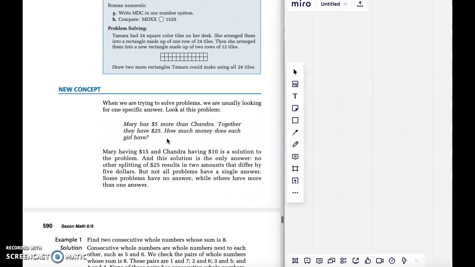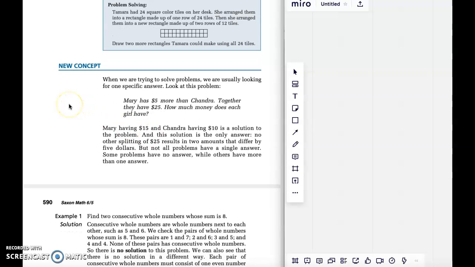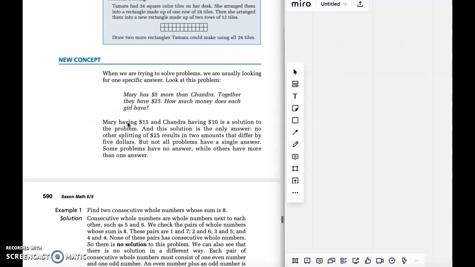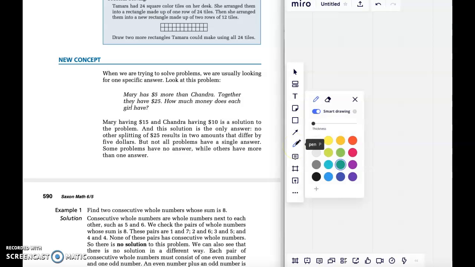So let's look at this problem right here. It says Mary has $5 more than Chandra. Together, they have $25. How much money does each girl have? With this problem, we have to think critically about what question they are asking us. They're asking us to divide $25 into one girl having $5 more than the other. So let's take a look at this, right? We know that to get to $25, you need to have $10 and you need to have $15, right?